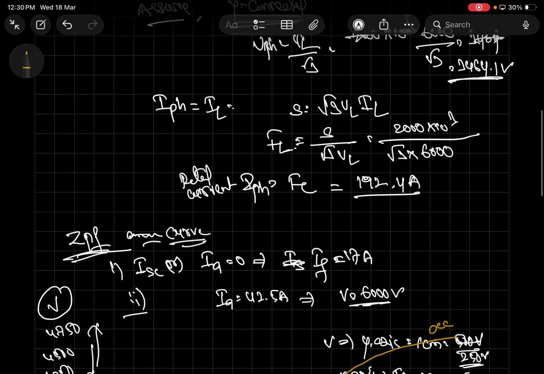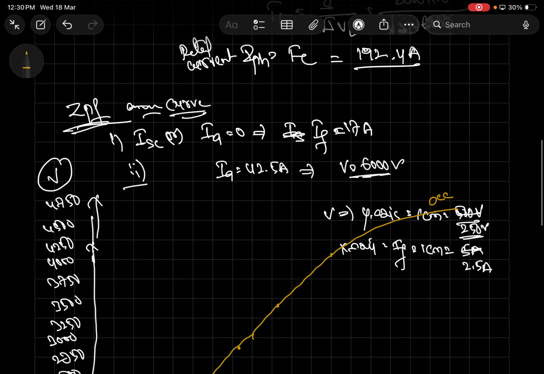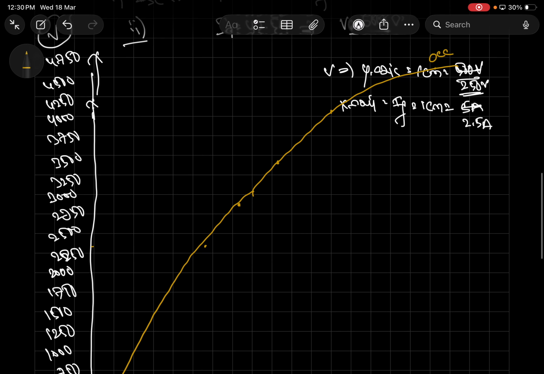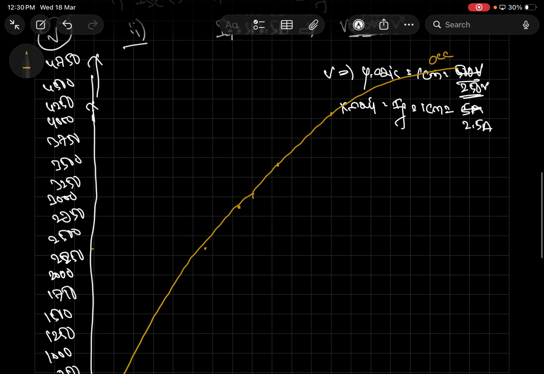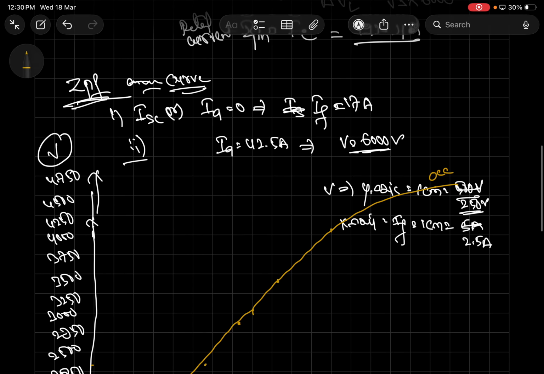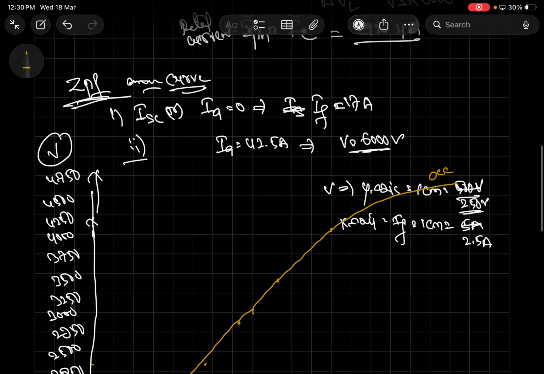Next, for ZPFC, what is given here? When IA equals 0, we have to draw one more, IA versus ISC. Okay, ZPFC, V versus IF. Sorry. Okay. For ZPFC, we have to draw V versus IF characteristics here.